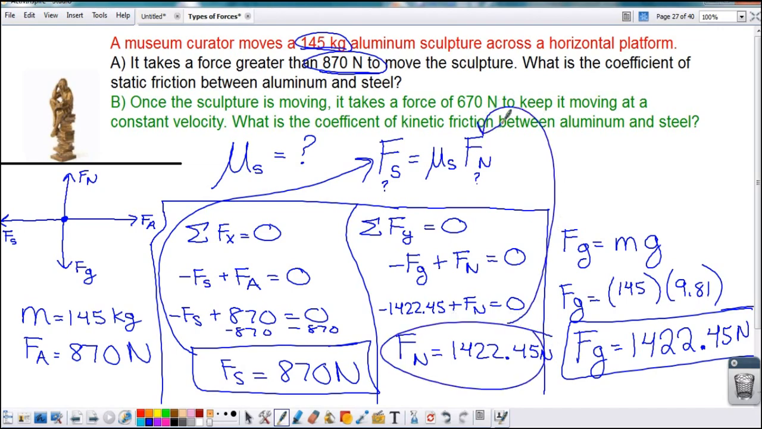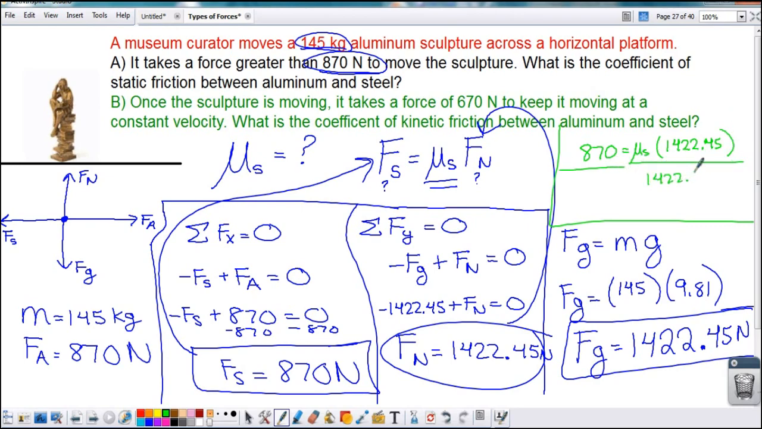And now we have all of the variables in our equation except the one we are trying to find, so we can substitute in there. So I'm going to substitute in 870 for my force of static friction. We do not know the coefficient of static friction, and I will substitute in 1,422.45 for my normal force. Divide both sides by 1,422.45. And our coefficient of static friction is 0.61. And there are no units for the coefficient of static friction. That's because we just took newtons and divided by newtons, so the newtons canceled out. This is just a coefficient. It does not have any units.